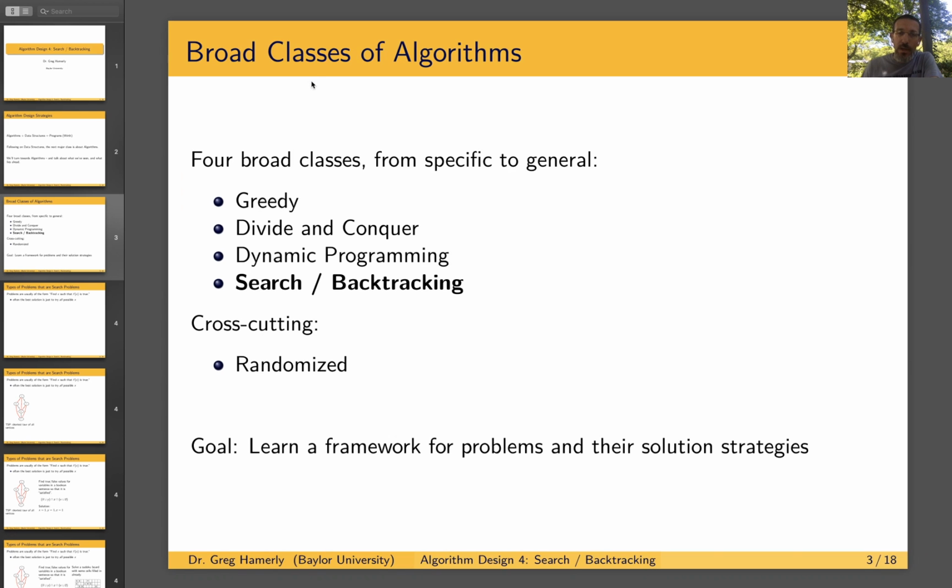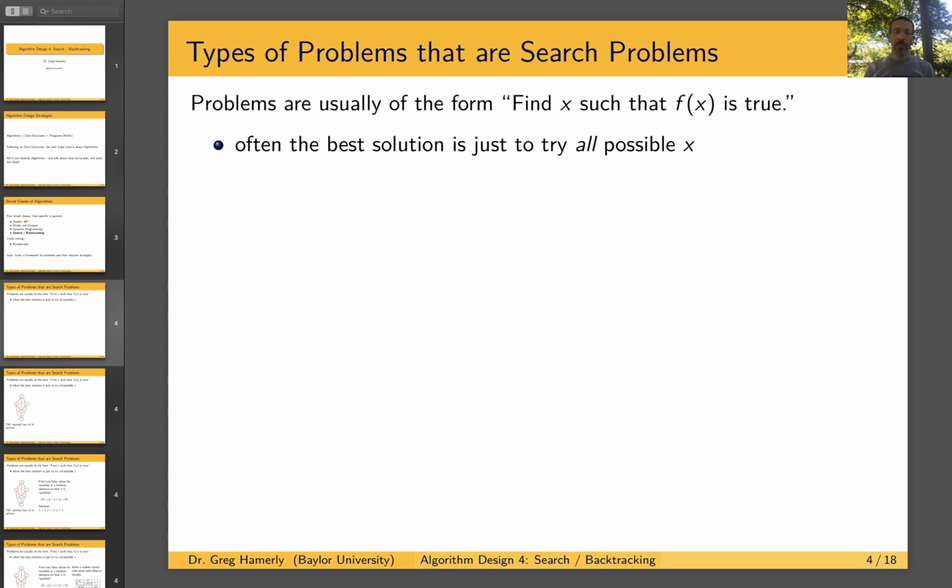And to recap, if you can solve a problem using a greedy algorithm, that's probably your best approach. It's going to be fastest. And so on down the line: divide and conquer, dynamic programming, search, or backtracking, today's topic. These are more complex, more heavyweight approaches to solving problems. But we're trying to figure out what kinds of problems fit into these different categories.